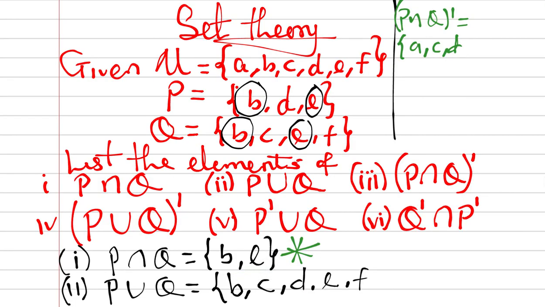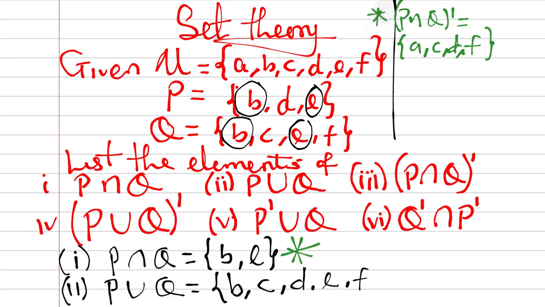Then what? E. I don't need to write E because E is in the intersection. Then F. So that is your (P ∩ Q)', your P intersection Q complement. The elements that are in the universal set but not in your intersection. Are you seeing that now?